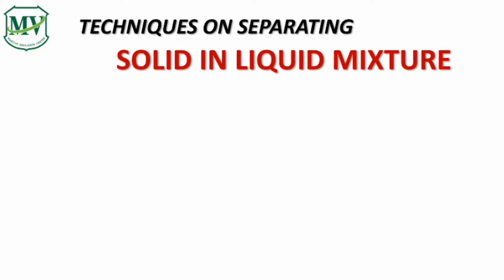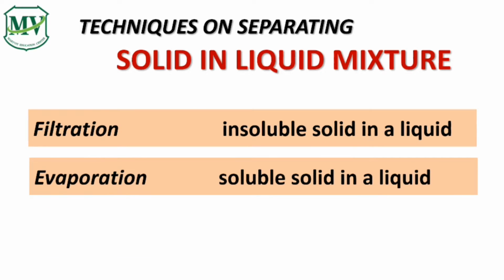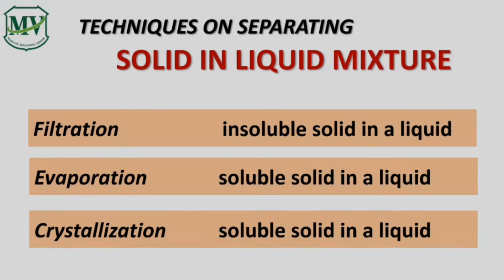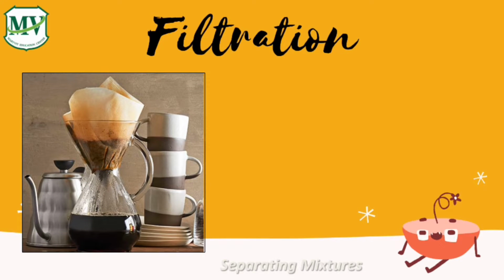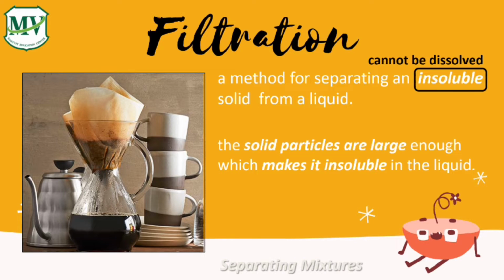Mixtures come in many different forms, and this time, let's talk about the different techniques separating a solid in a liquid mixture. We have here filtration, evaporation, and crystallization. The first method on separating solid in a liquid mixture is through filtration. This method separates an insoluble solid from the liquid using a filter. These solid particles are large in size, which contributes to the factor of it being insoluble in nature.